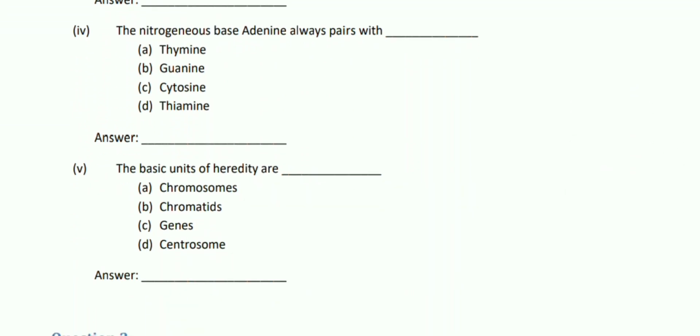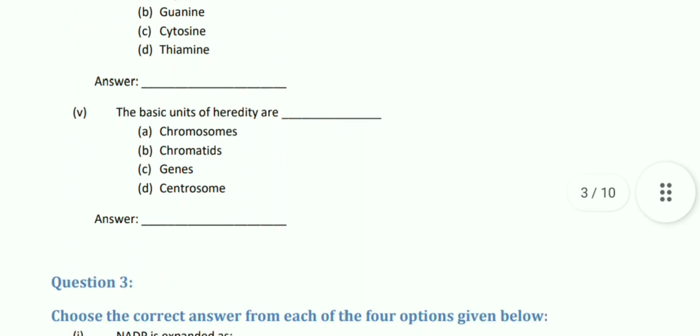Next, the nitrogenous base adenine always pairs with thymine. Pretty easy. Next, the basic units of heredity are genes. Some students made the mistake of writing chromosomes. No, chromosome is not the basic unit of heredity. Genes are the basic unit of heredity. So I hope you have done it correctly over here.